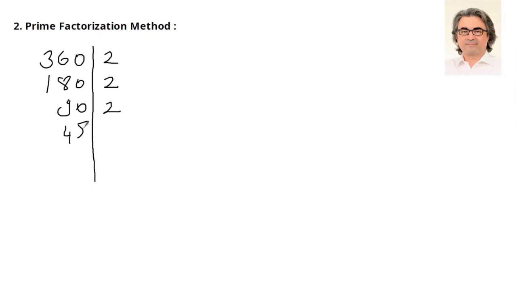Now I should check whether 45 is divisible by 3 or not. By the rule, if the sum of digits of a number is divisible by 3, then that number is divisible by 3. What is the sum of the digits of 45? 4 plus 5 is 9. Is 9 divisible by 3? Yes. So 45 is divisible by 3.